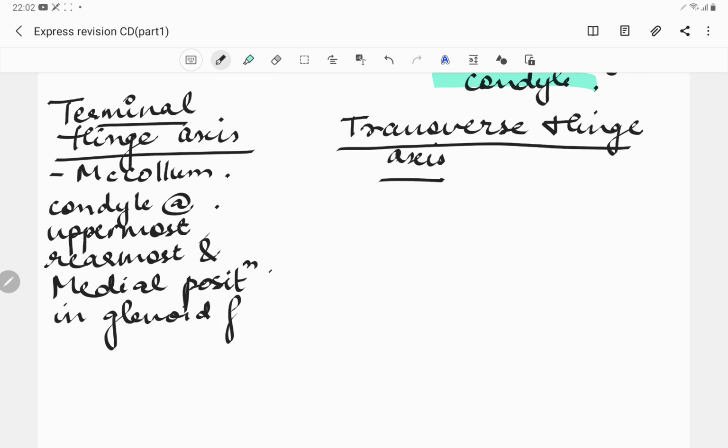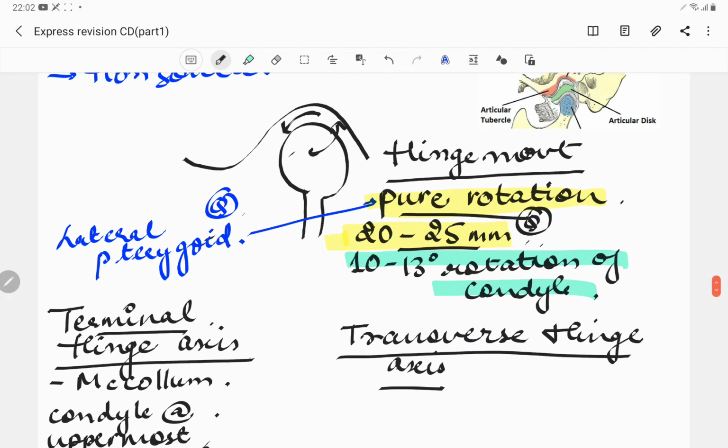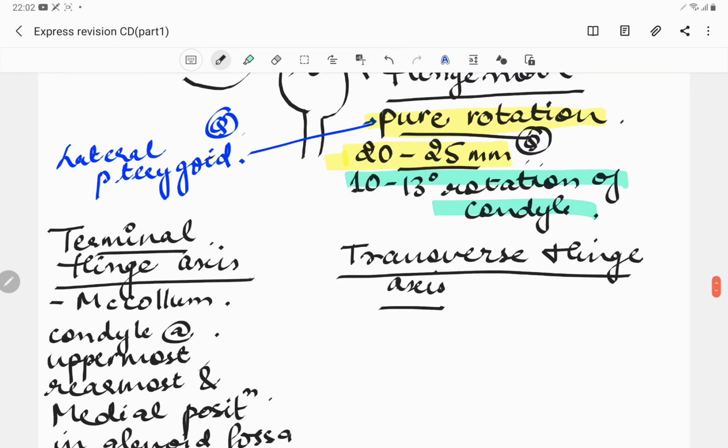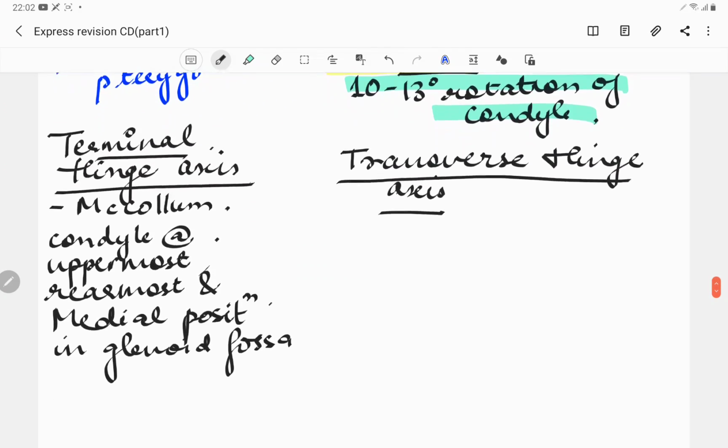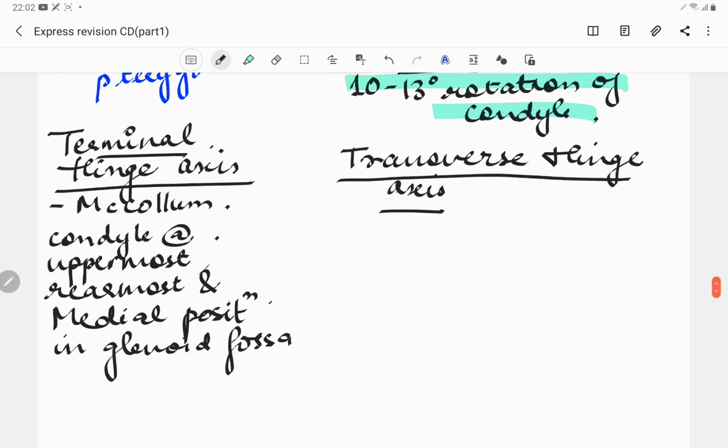Right. So as the name suggests, it is the terminal part of the hinge axis. Hinge axis is where there is a pure rotatory movement. That means the condyle is just rotating. It is not gliding or sliding. Terminal hinge axis is the terminal part of that hinge axis. That means the condyle is at the terminal position, that means the condyle is at the uppermost, rearmost and medial position.